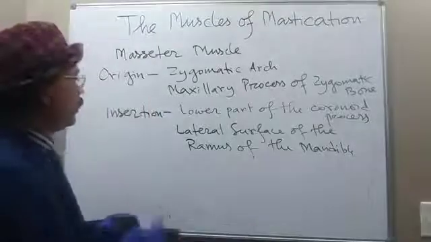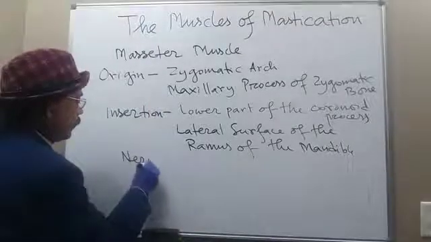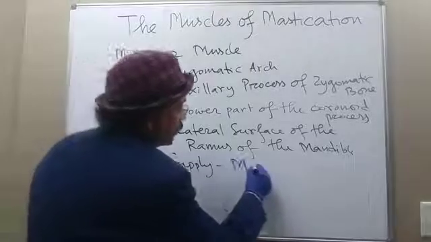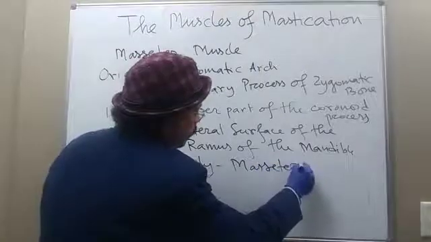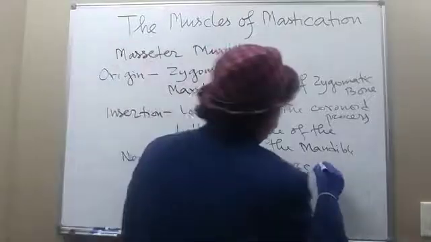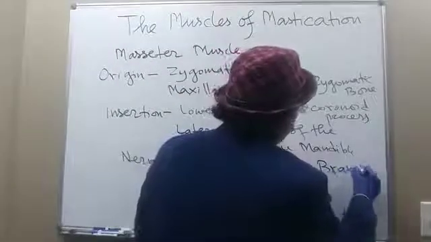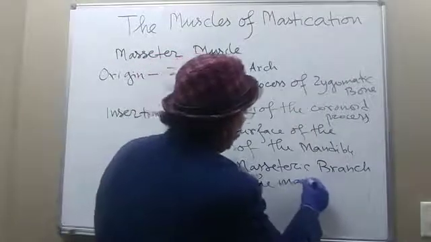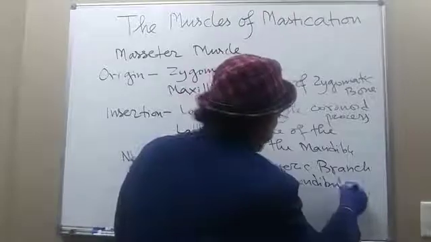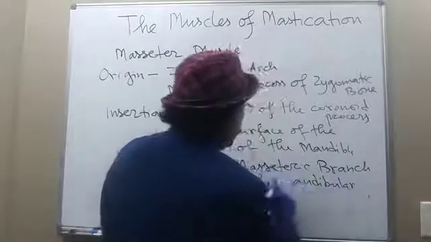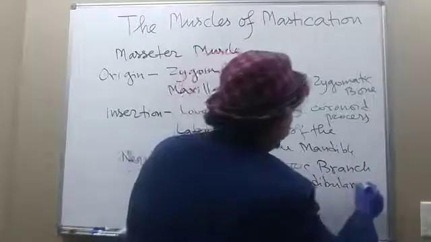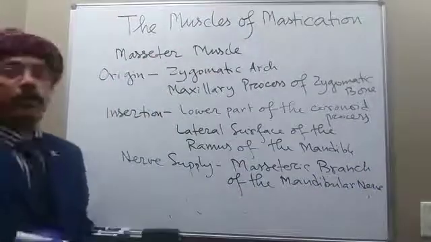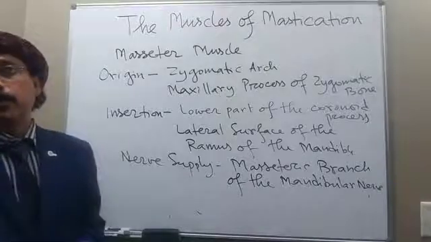Nerve supply or innervation is from the masseteric branch of the mandibular nerve. Branch of the mandibular nerve. Okay, we got the nerve supply, origin, insertion.